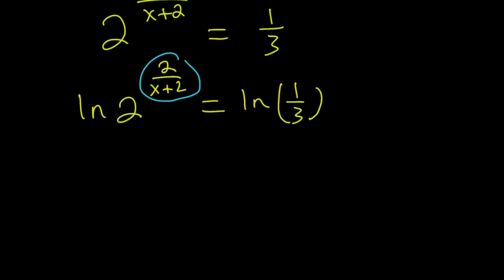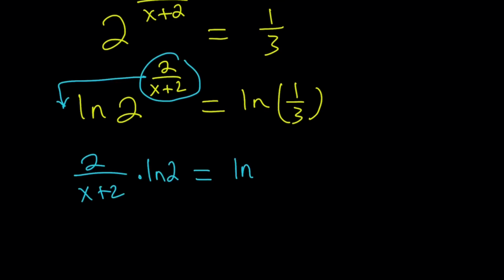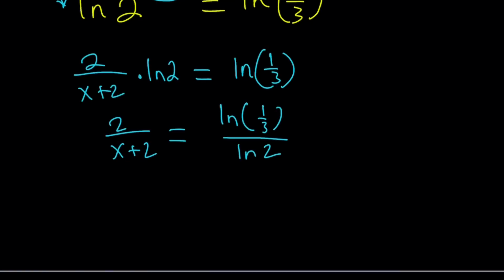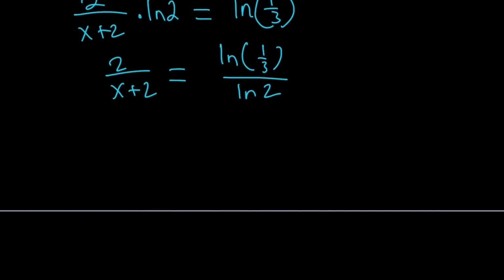That's a really nice property of exponents, I mean logs. That is 2 over x plus 2 times ln 2 equals ln 1/3. If you want, you can write the 1/3 as 3 to the power negative 1, divide by ln 2, and so on. There's a couple things you can do, but let's just keep it as is and divide both sides by ln 2. And then we're going to flip both sides because that makes finding the x a little easier.